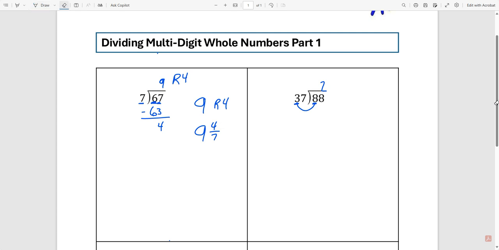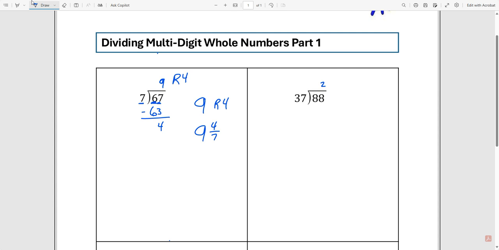Notice I put the 2 over the second 8, not the first one, because we're dividing 37, not 3. Okay, and so 2 right here over the second 8, because we're dividing 88 by 37. Now, what if this would have been a 1 or 3 right here? And we multiplied that and we'd have got more than 88. Then we'd have seen that that wouldn't work, so we would have gone down to 2.